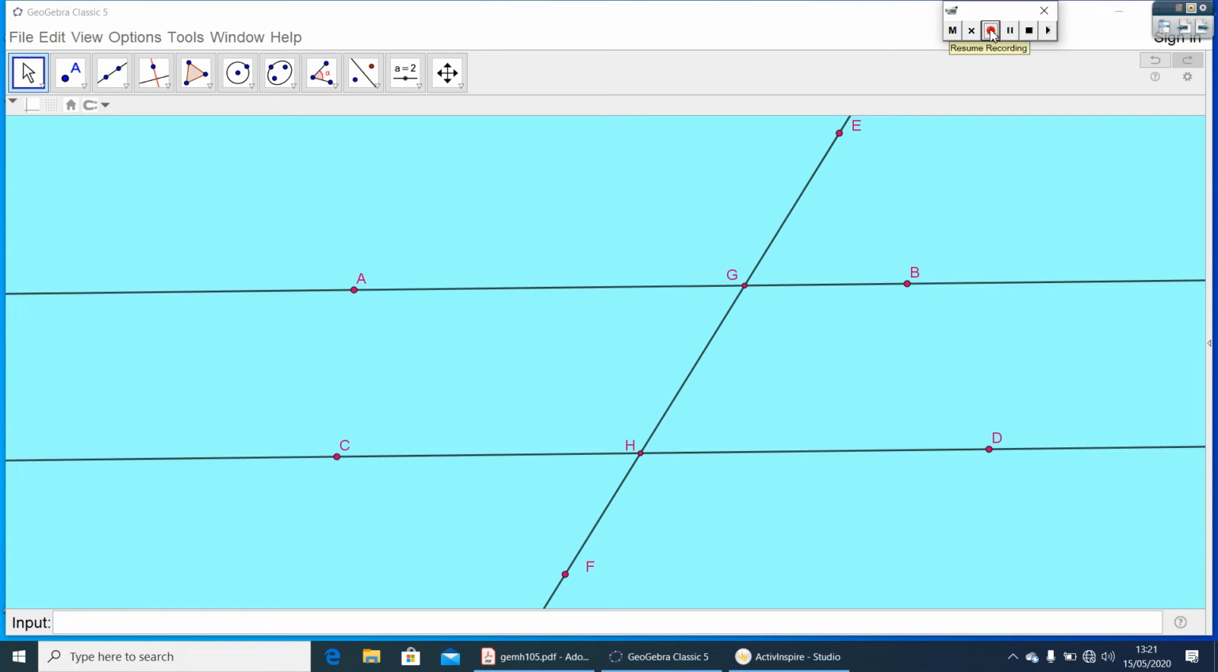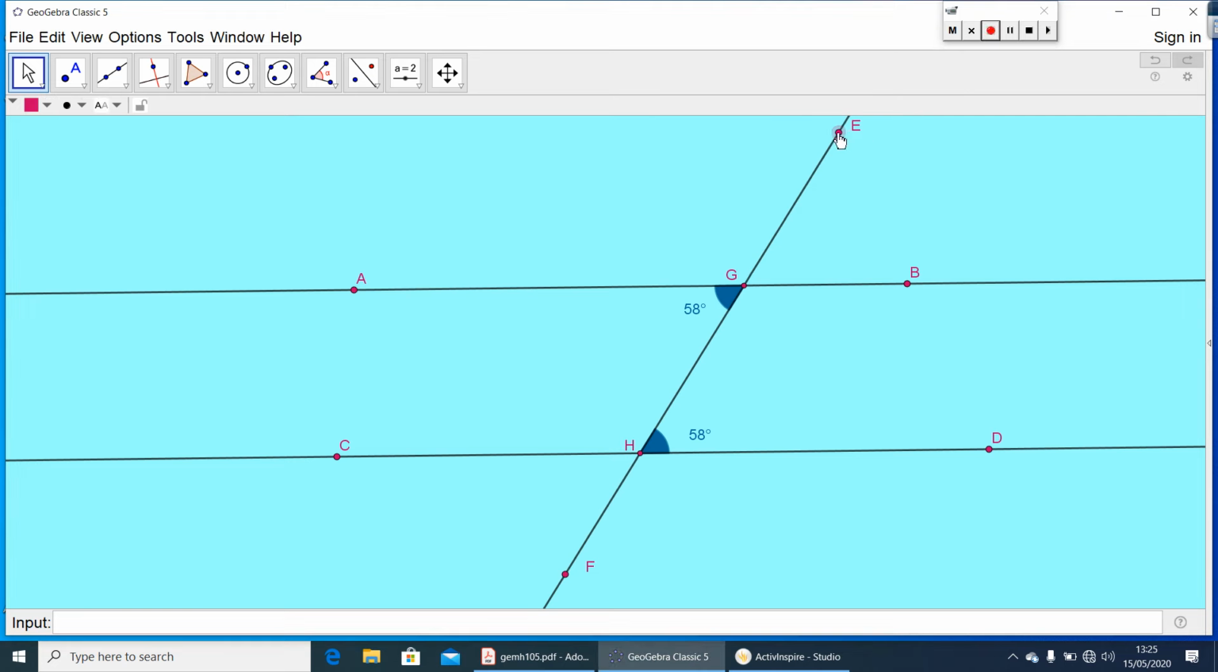Now let me take another pair of angles. Do you remember the name of this pair of angles? Yes, it is called alternate interior angles. Let me find out the measure of these angles. Here also you can see both the alternate interior angles are equal.